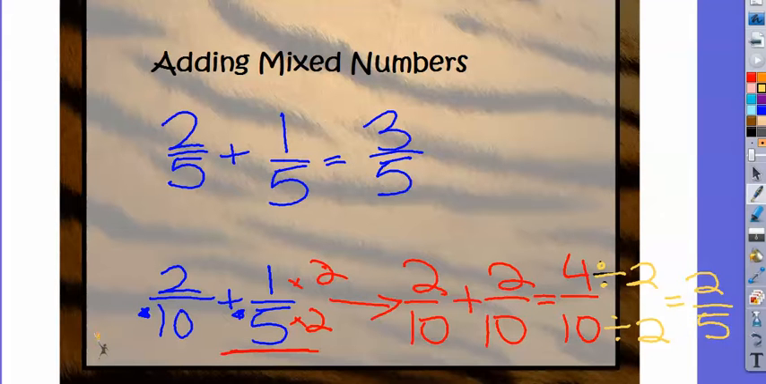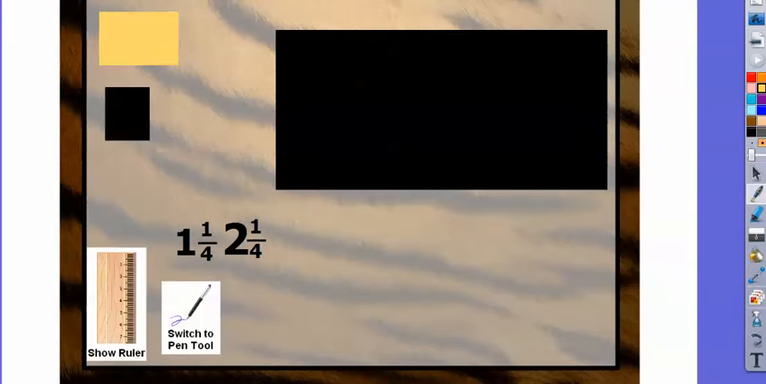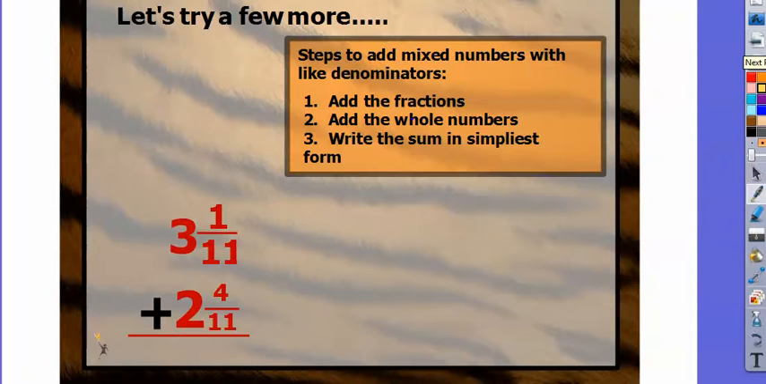But now we're going to go a little bit further into this. So let's look at adding mixed numbers. I'm actually going to skip this page. Here's what we really want to make sure of when you're adding mixed numbers: the first thing you do is add the fractions. Then you add the whole numbers, and then you put the answers in simplest form. It's really as simple as that. We're starting off with ones where the denominators are the same, so we really don't have much to do.